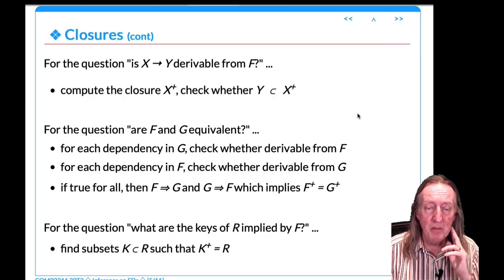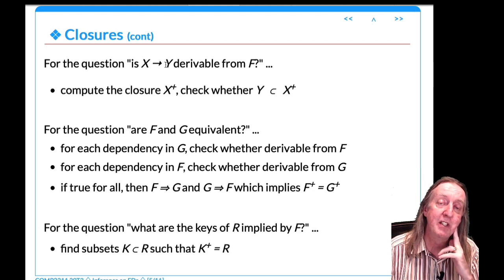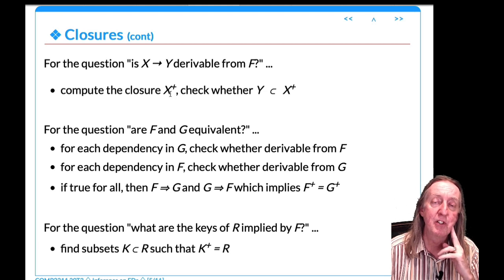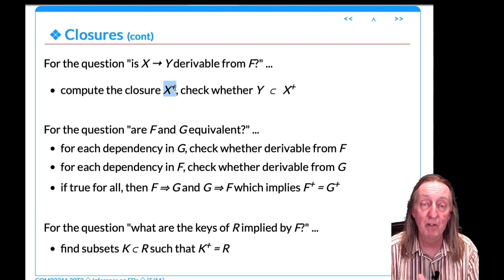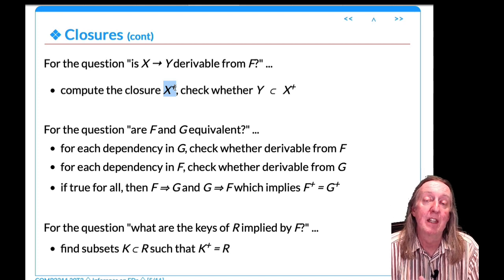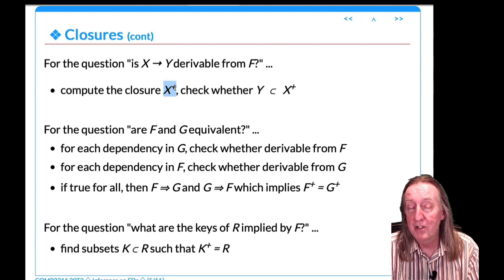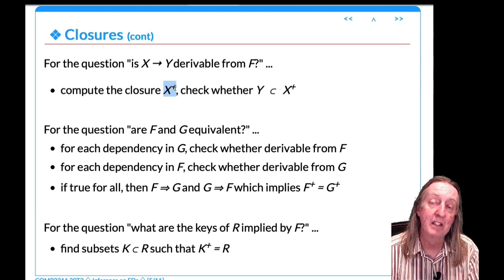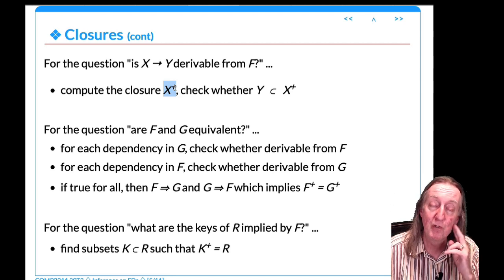All right, so going back to those original questions, how do we answer the question, is X determines Y derivable from an initial set of functional dependencies? Well, all we need to do is compute the closure of X using F, and if it turns out that Y is contained in that set, then clearly Y is derivable from X.